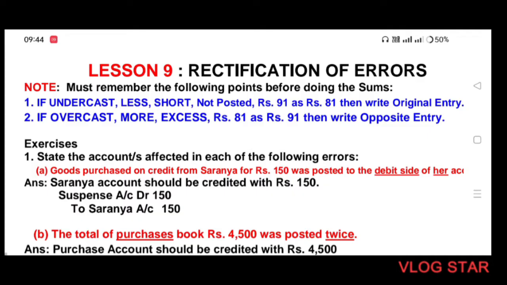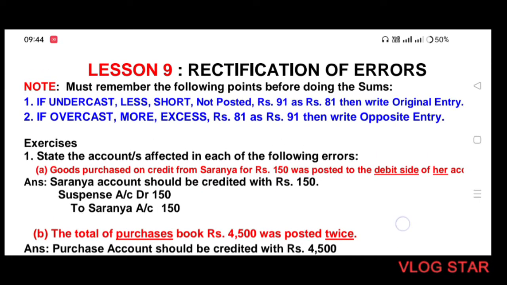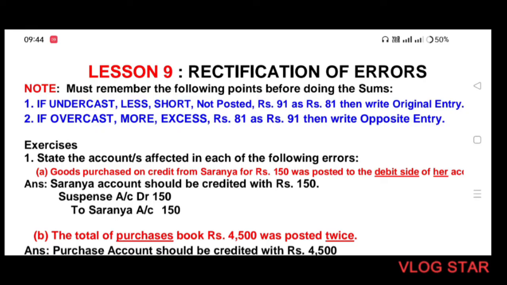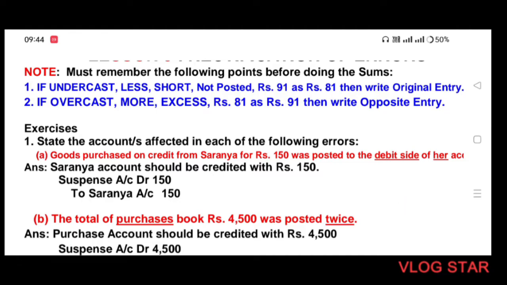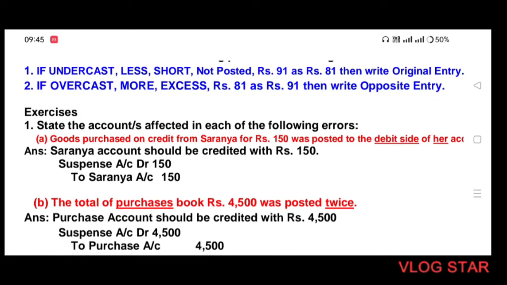All the exercise sums are done in this chapter in a very easy way. Before starting this chapter, you must remember the following points. You must note down in your notebook the following points. First point, in the question, if it is given under cost, less, short, not posted, or rupees 91 written as rupees 81, then write the original entry. Always write the original entry. Second point, if over cost, more, excess, or rupees 81 is written as rupees 91, then write the opposite entry.